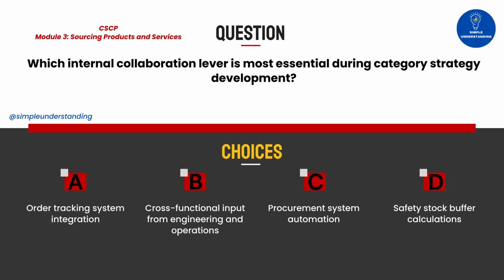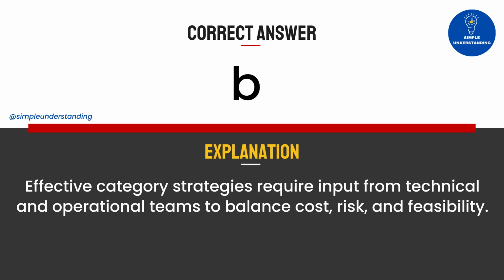B. Cross-functional input from engineering and operations. C. Procurement system automation. D. Safety stock buffer calculations. Correct answer, B. Explanation: effective sourcing strategies require coordination between procurement, operations, and engineering.